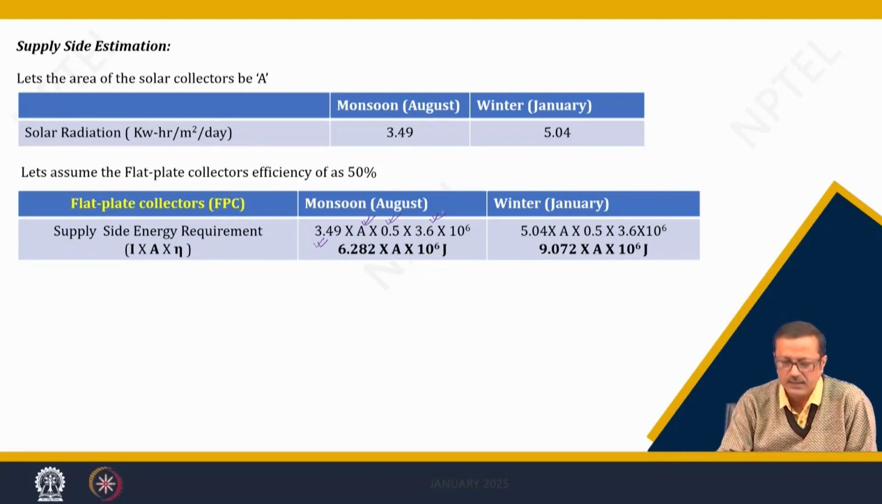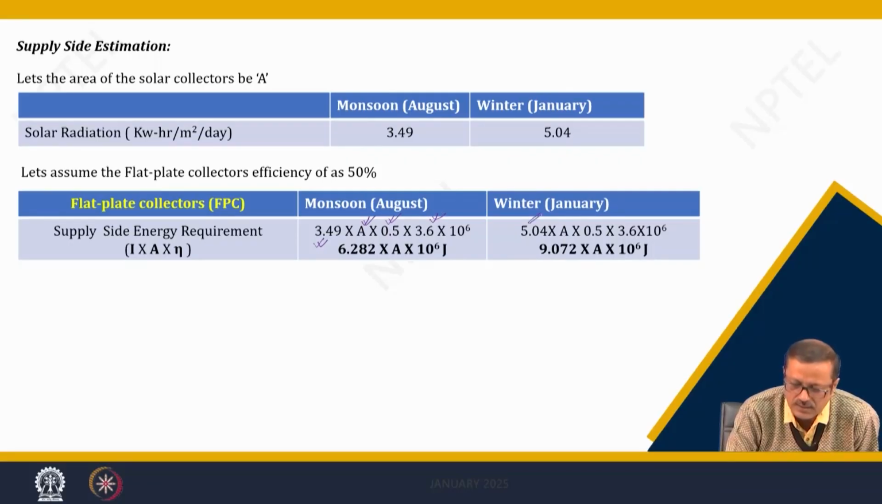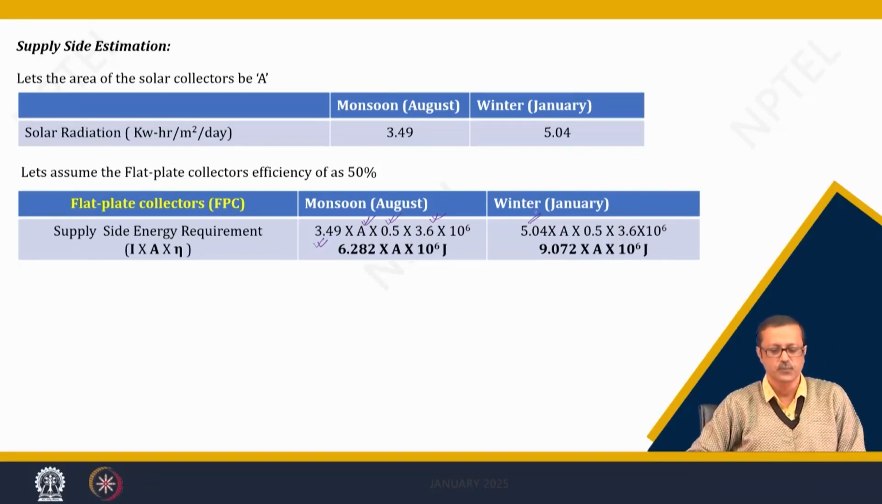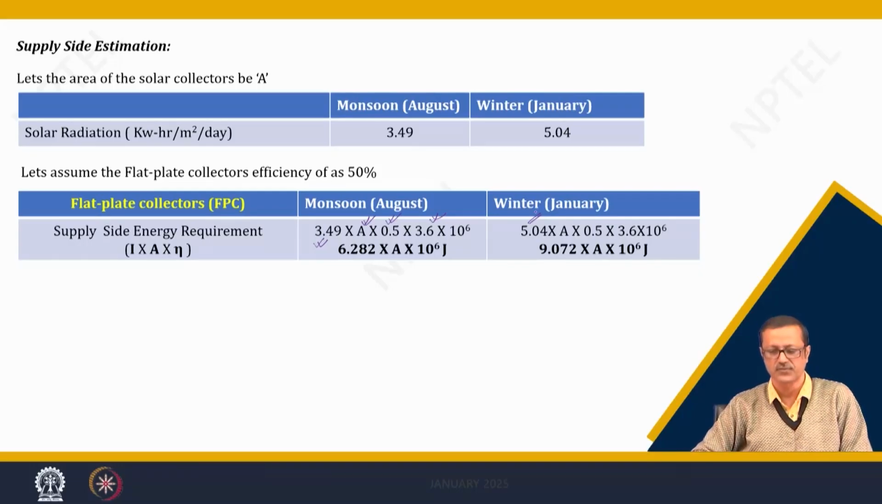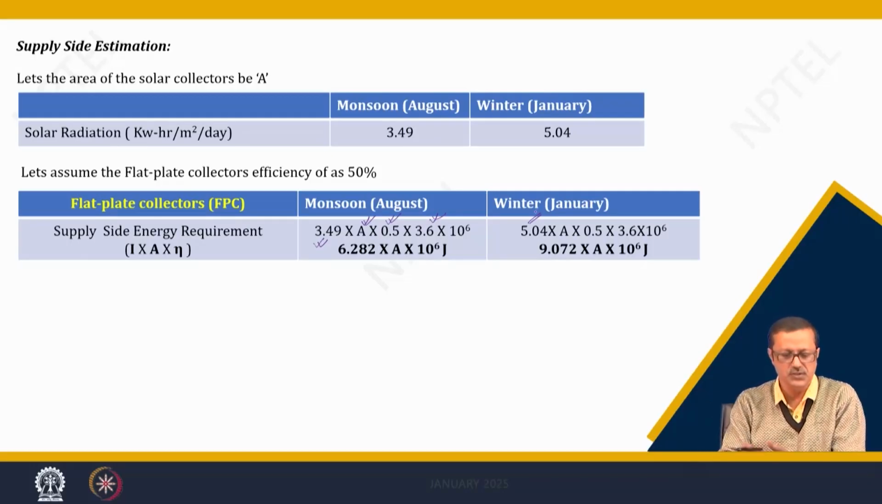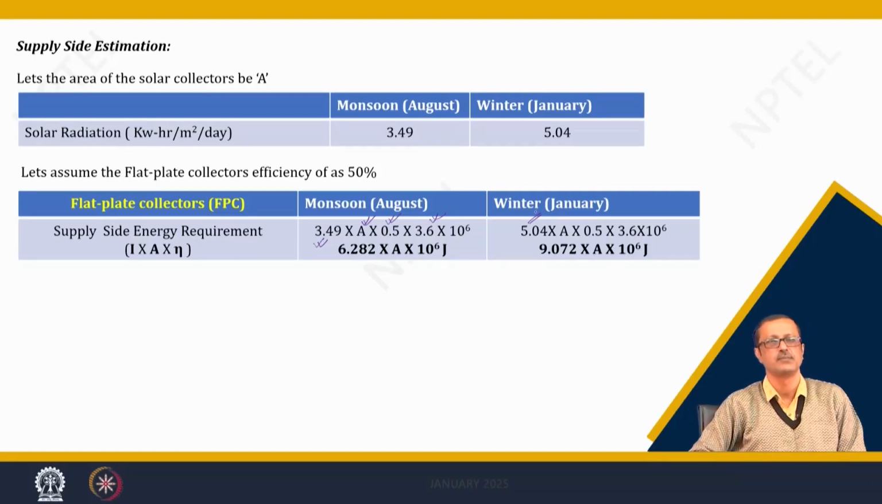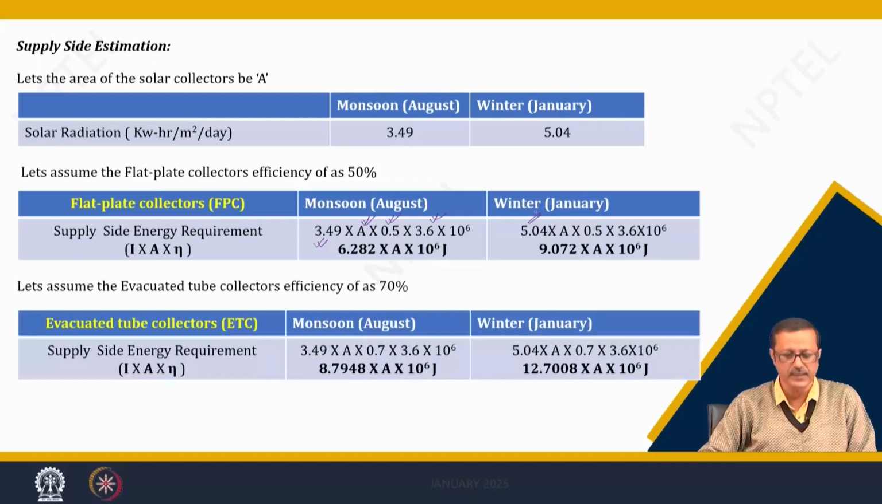Similarly, for winter the change is this only: instead of 3.49 I have used 5.04 kilowatt hour per meter square per day for winter. So these are the two different numbers for the demand side, and now I can equate them.